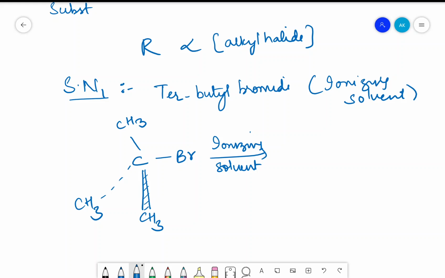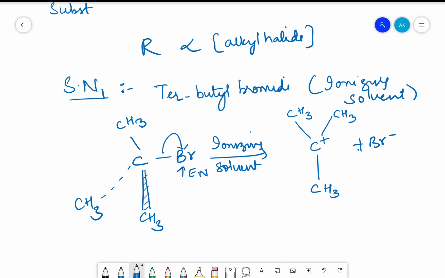What happens here is the bond is shifted more towards bromine, because bromine has high electronegativity, and this will be a leaving group as Br minus, and carbon will get a positive charge, and the CH3 groups will be arranged in a planar form. So it is a two-step process. SN1 is two-step, SN2 is a single-step process.